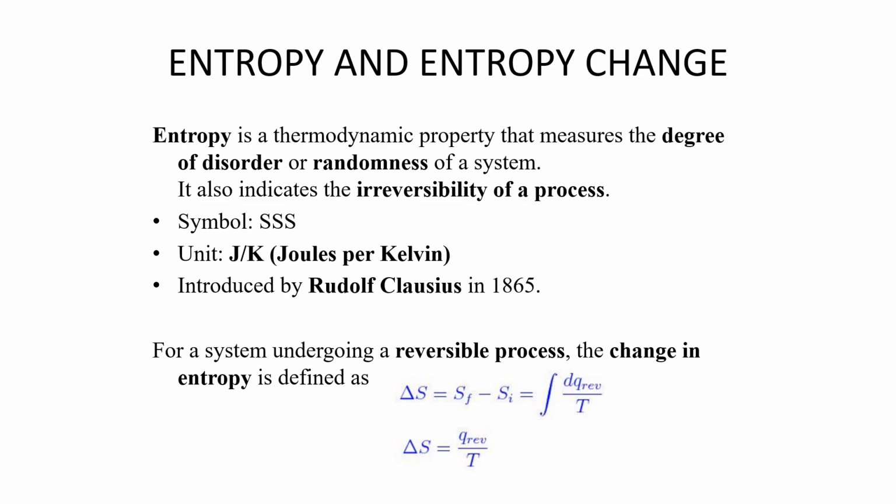Now we have entropy. Entropy is a thermodynamic property that measures the degree of disorder or randomness in a system. It was introduced by Rudolf Clausius in 1865. Entropy is denoted by S and measured in joules per Kelvin. For a reversible process, the change in entropy is given by delta S is equal to Q reversible divided by T. Entropy helps us understand how energy spreads and why some processes are irreversible.